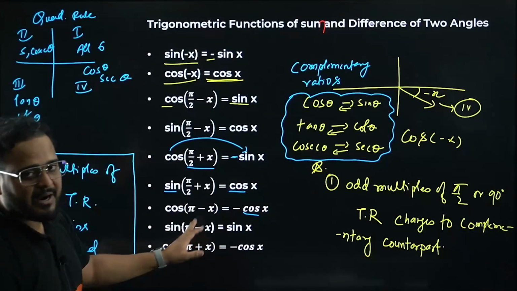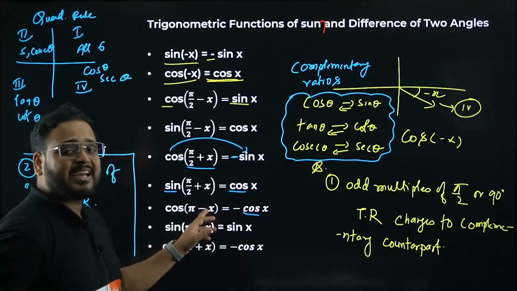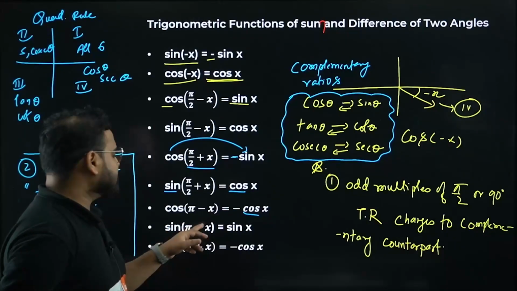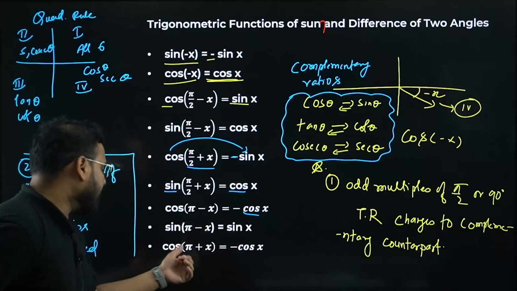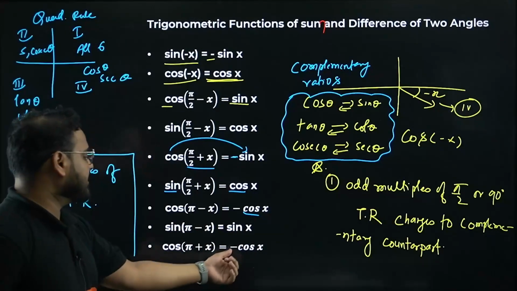The sign will of course matter from the quadrant rule. Pi minus x is in the second quadrant, that's why negative. Pi minus x in the second quadrant, sine is positive, that's why positive. Pi plus x is the third quadrant, cos is negative, that's why negative.